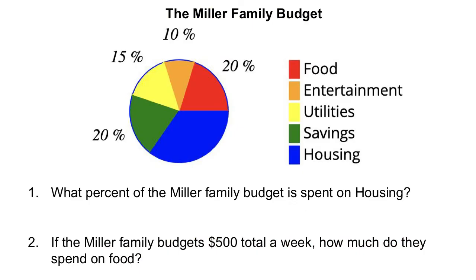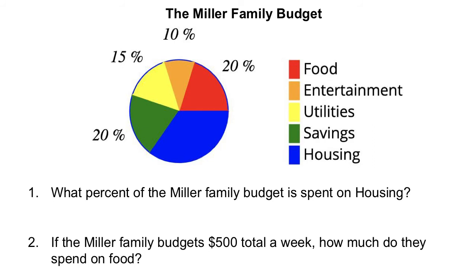Let's see if we can answer a couple of questions now, looking at a new pie graph. So this pie graph is telling us about the Miller family budget. You can see that we've got different colors here representing different sections. So food here is representing the red section, entertainment is this orange section, utilities are yellow, savings are green, and then finally housing is blue.